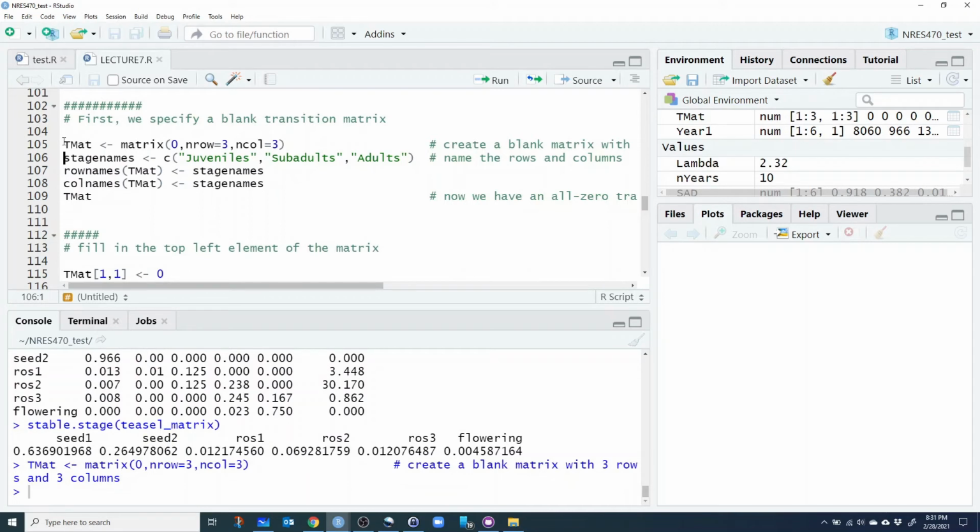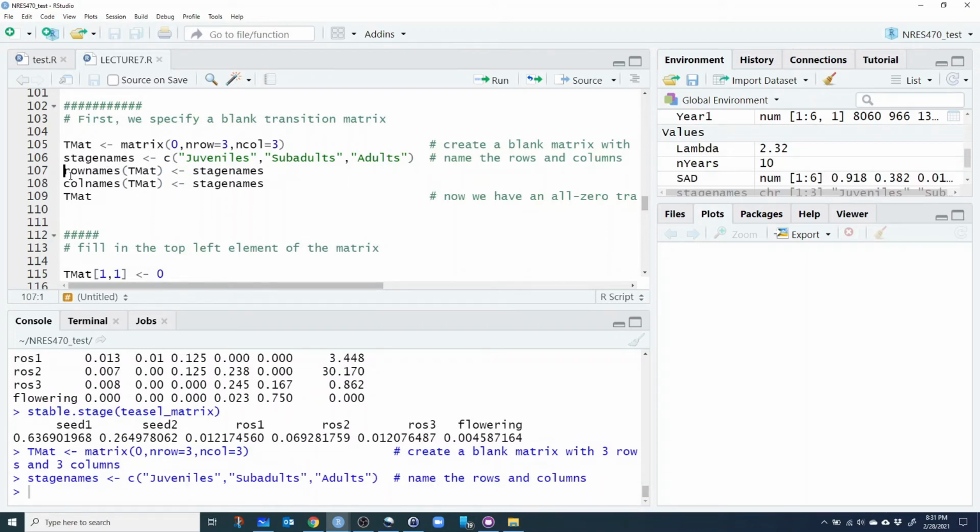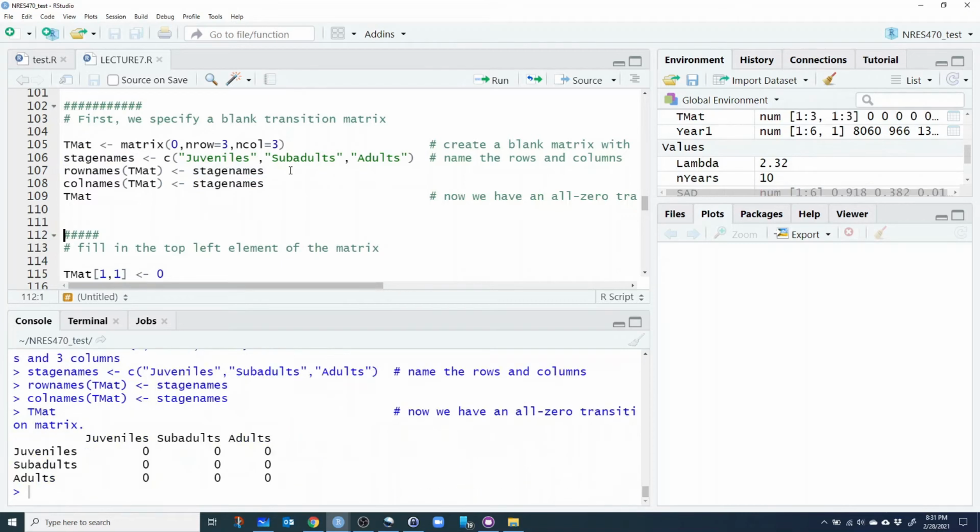And so we're going to make a blank matrix, and let's name the stages. These 3 stages are juveniles, subadults, and adults. And we're going to name the rows of the matrix, and the column names of the matrix are going to be these stage names, these life history stages. So when we have this matrix up now, we have a matrix of all zeros because we haven't filled it in yet, but we have the 3 columns correctly labeled according to the life history stages and the 3 rows.